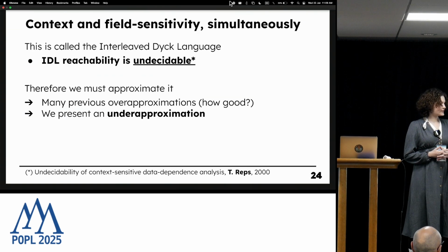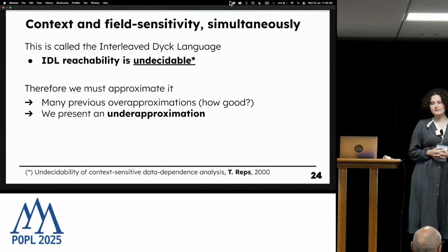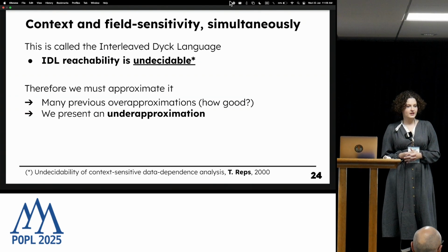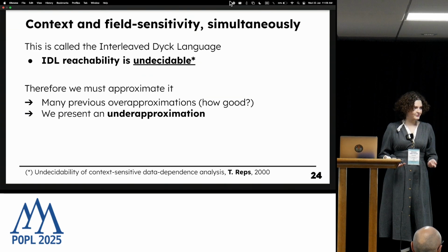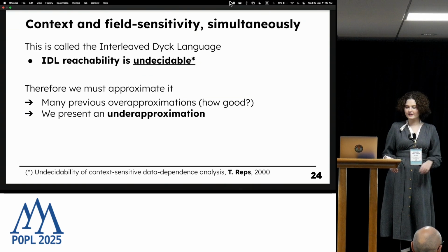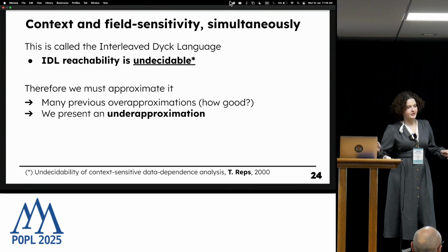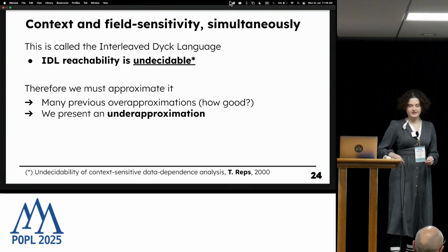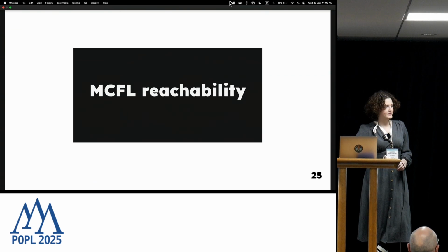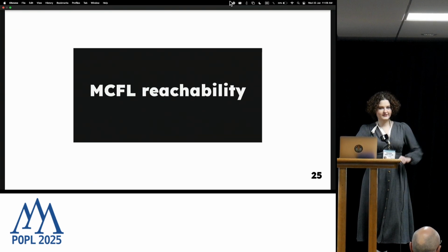Most of the previous work has focused on giving over-approximations of the interleaved Dyck language. A problem is that we don't have under-approximations, so we don't know how good these over-approximations are. In this work, we're going to focus on presenting an under-approximation for this. So let's talk a little bit about multiple context-free language reachability, which is what this paper is about.